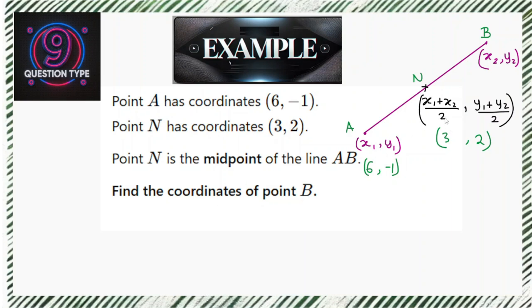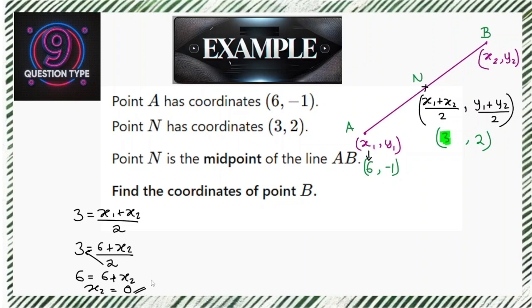So we know x1 plus x2 over 2 should give me the answer 3. So let's write this down. 3 is equal to x1 plus x2 over 2. But I know x1 is 6. So 3 is equal to 6 add x2 over 2. Now this 2 goes to the other side and becomes multiplication. 3 times 2 is 6, equal to 6 add x2. So x2 is 6 take away 6, which is 0. So I know the value of x2.